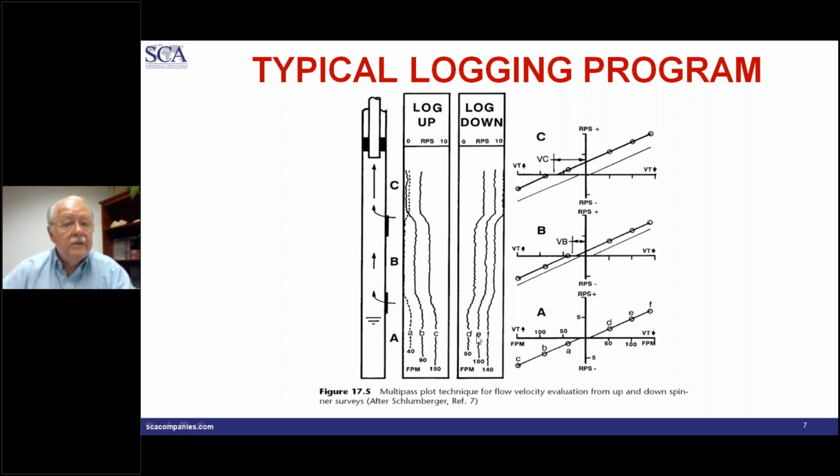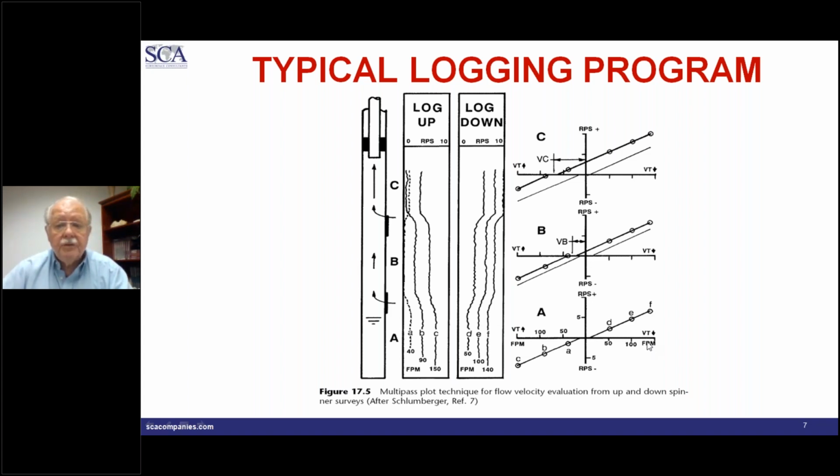What do we do with this data? We take that data and we create a so-called cross plot. This is a cross plot where we're plotting cable speed versus rotational speed of the spinner. So if we were to look down here at the lowest interval where we hope the flow is 0, what we would get is 140 feet per minute. This is the cable speed. And on a scale of 0 to 10 RPS, we would be reading approximately 7 RPS.